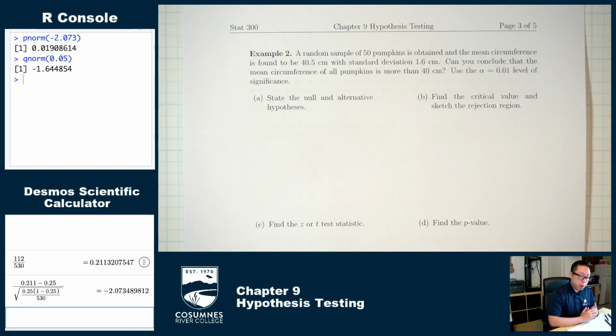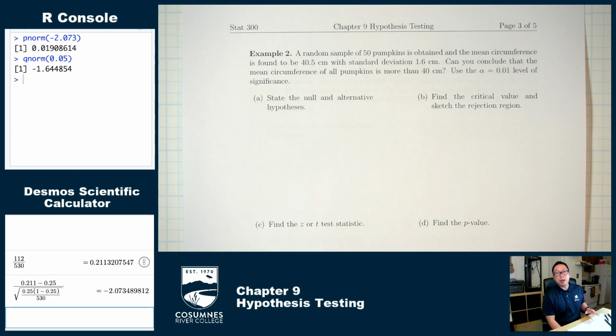Let's run through an example all the way through. Example 2. A random sample of 50 pumpkins is obtained and the mean circumference is found to be 40.5 centimeters, with standard deviation 1.6 centimeters. Can you conclude that the mean circumference of all pumpkins is more than 40 centimeters? Use the alpha equals 0.01 level of significance.